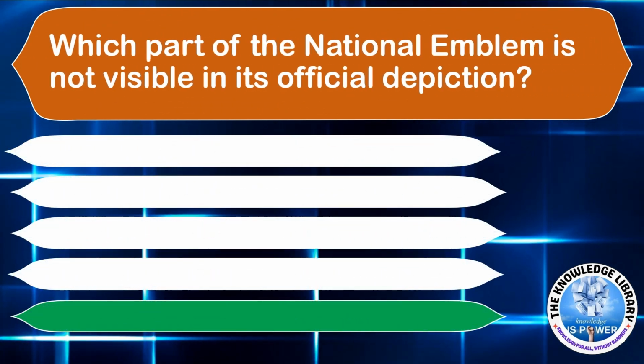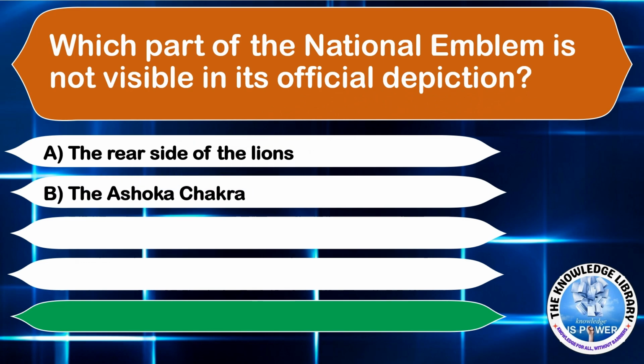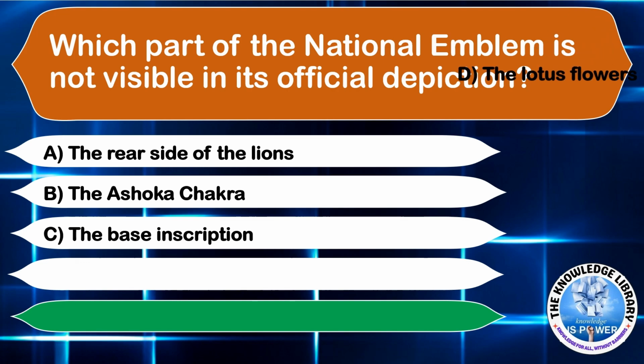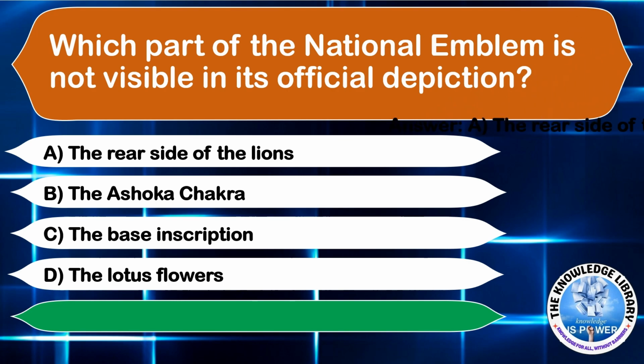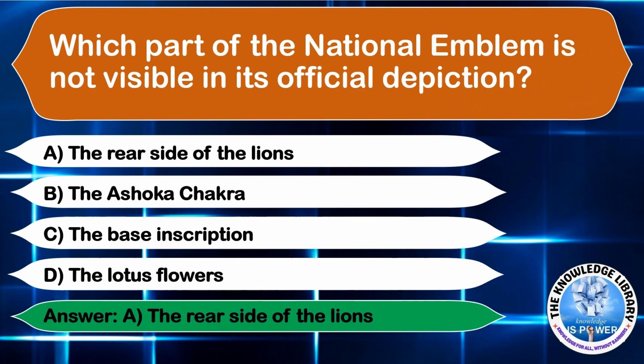Which part of the national emblem is not visible in its official description? Option A the rear side of the lions. Option B the Ashok Chakra. Option C the base inscription. Option D the lotus flowers. The correct answer is option A the rear side of the lions. Move to the next question.